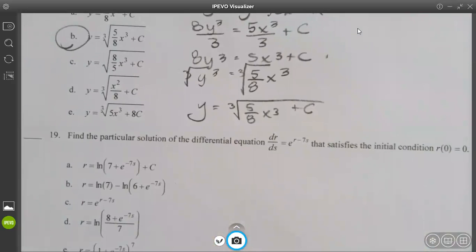And then this one is the worst one by far. Let's go ahead and do number 20. And then, like I said, if we don't get to this one, we'll do it right before the test.